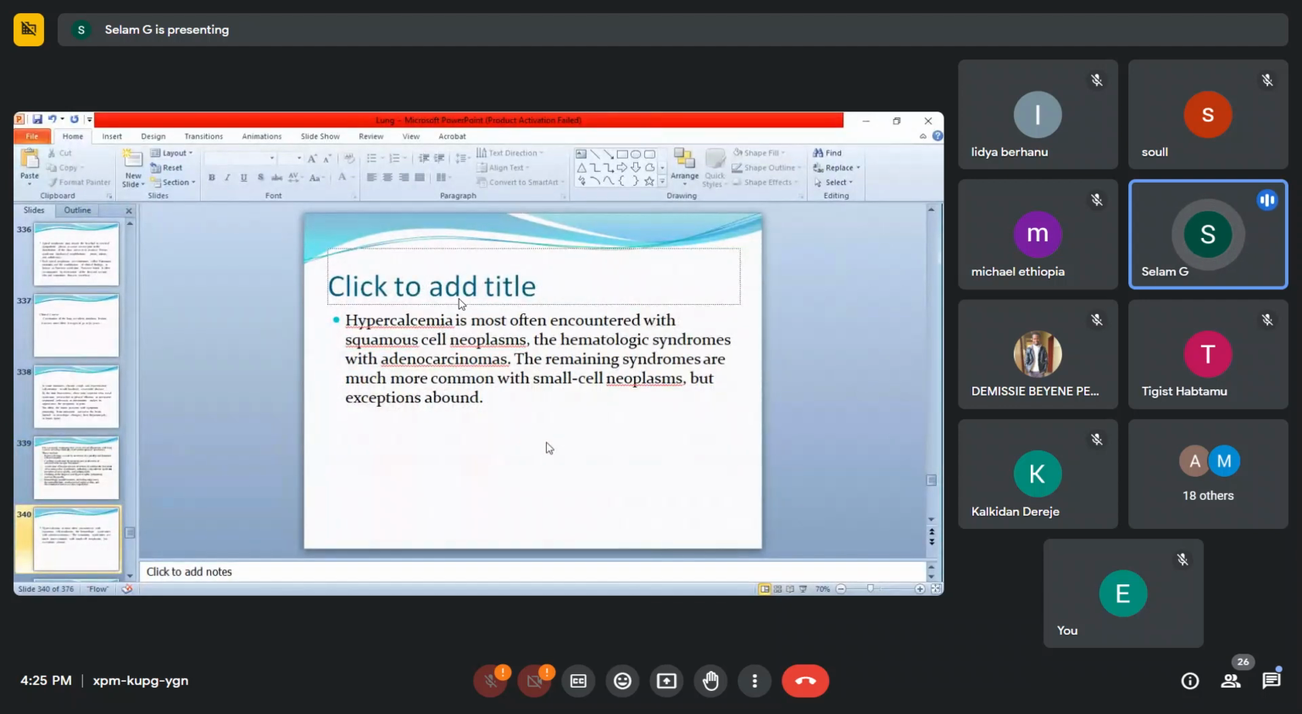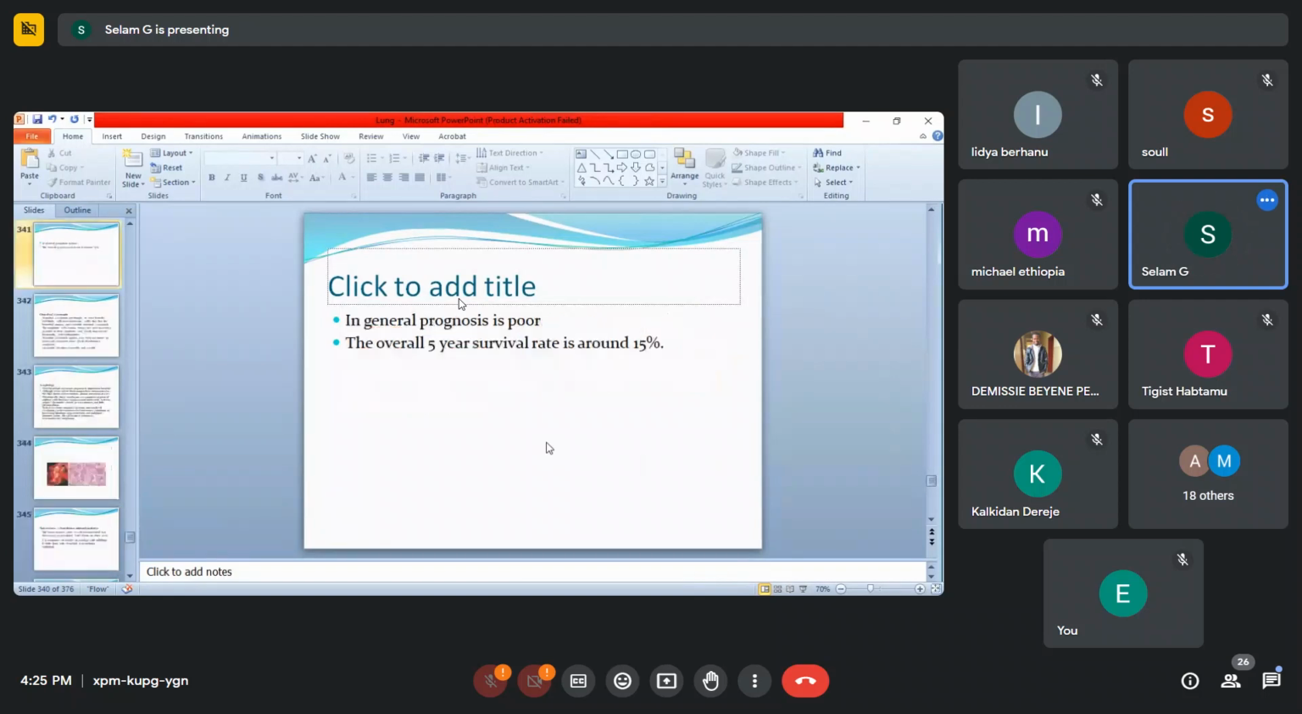Hypercalcemia is most often encountered with squamous cell neoplasms, the hematologic syndromes with adenocarcinomas. The remaining syndromes are much more common with the small cell neoplasms or small cell carcinoma. But exceptions may occur. In general, prognosis is poor. The overall 5-year survival rate is around 15%.